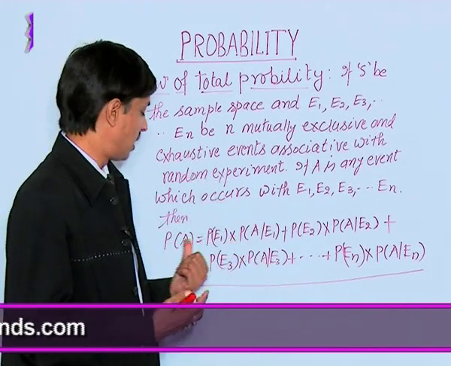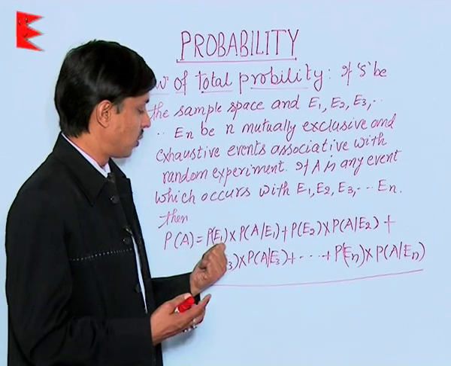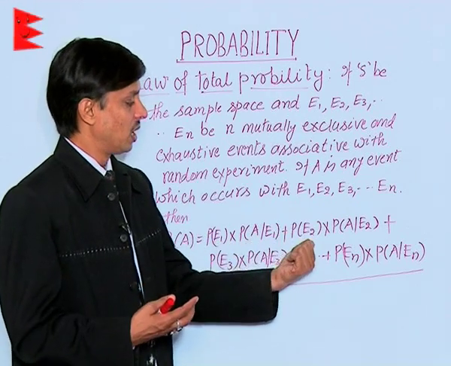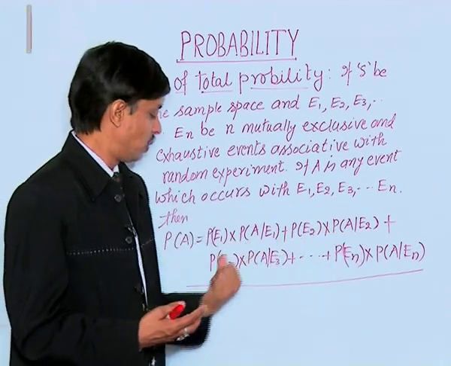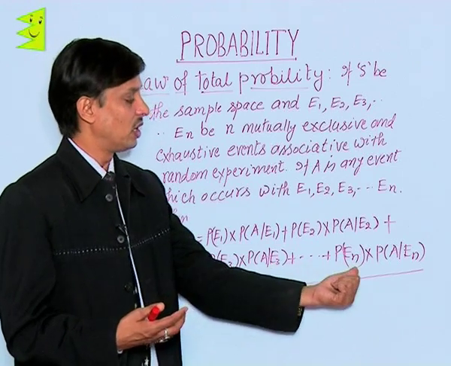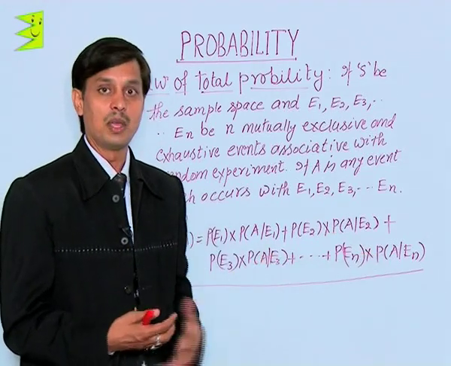For that, the formula is: probability of A is P of E1 into P of A by E1, plus P of E2 into P of A by E2, plus P of E3 into P of A by E3, plus dot dot dot, plus P of En into P of A by En.